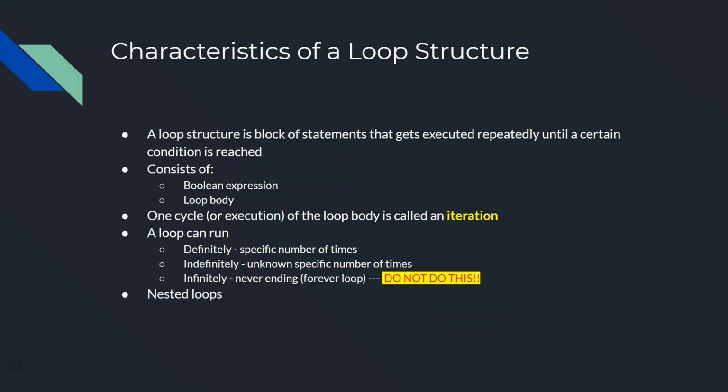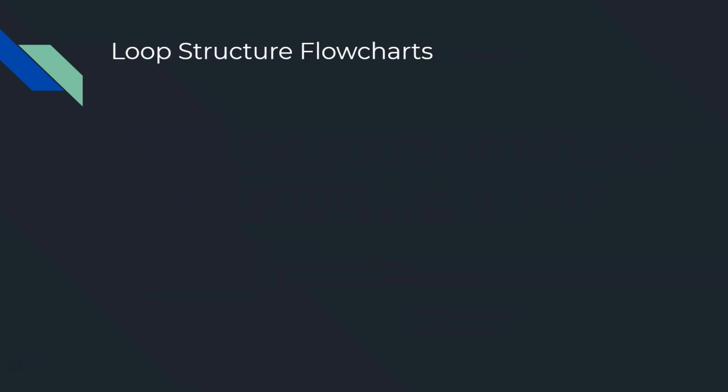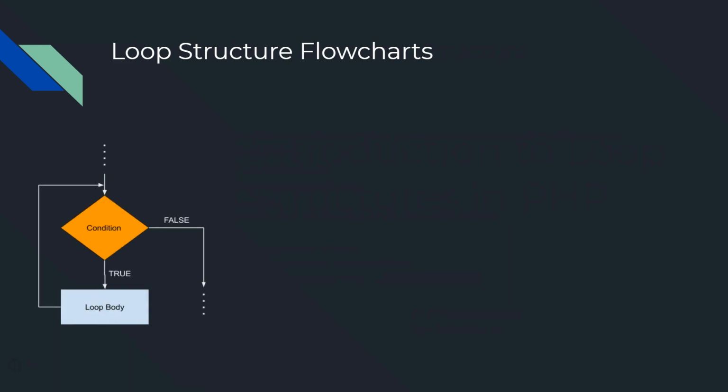And then finally, there's also nested loops. This is basically, it's not a loop type itself, but it's just that you can nest one loop inside another. So let's take a look at the loop structure flowcharts here. So the first one you see here is a typical flowchart for a loop. This can be applied to a for loop or a while loop.